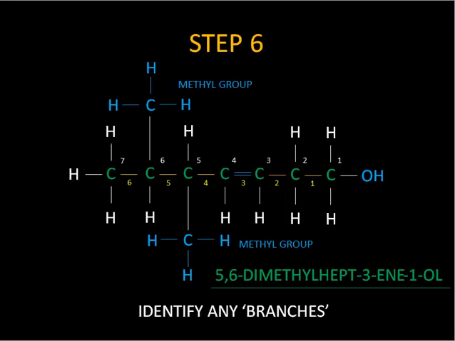Identify any branches. Here we can see that there are two branches, and both of them have only one carbon involved, so we call them methyl groups. And they exist on carbons 5 and 6 respectively, so we can call this 5,6-dimethyl hept 3-ene-1-ol. And that's the full name of the compound. That's it, we're actually done.